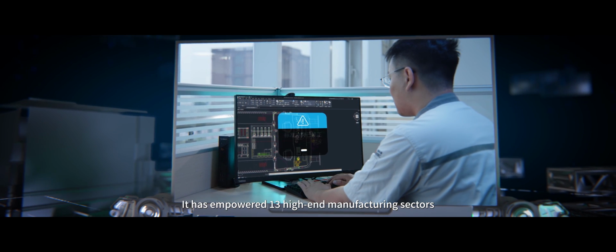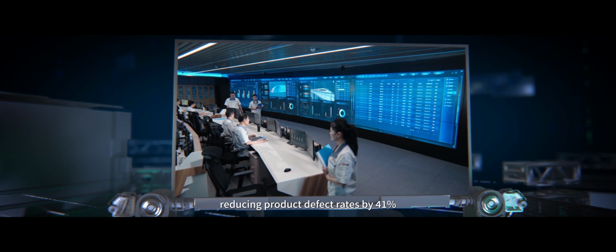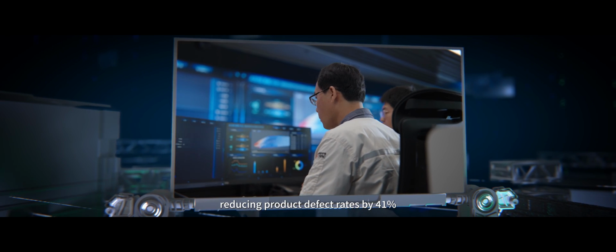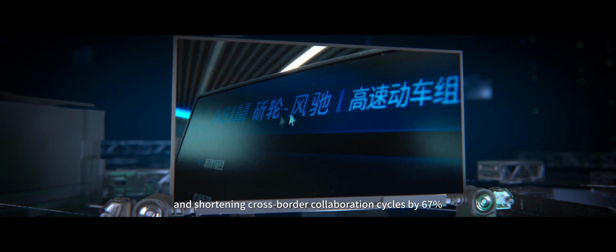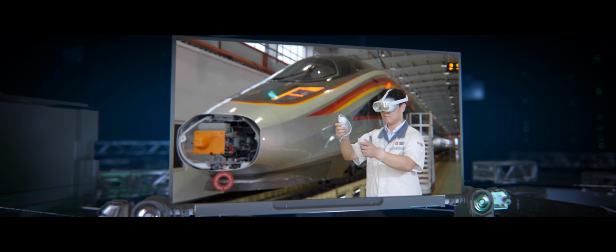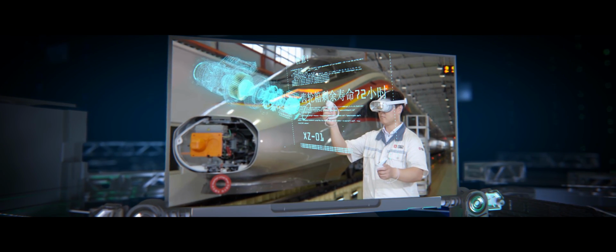It has empowered 13 high-end manufacturing sectors, reducing product defect rates by 41%, and shortening cross-border collaboration cycles by 67%. Zhuolun is redefining industrial productivity.